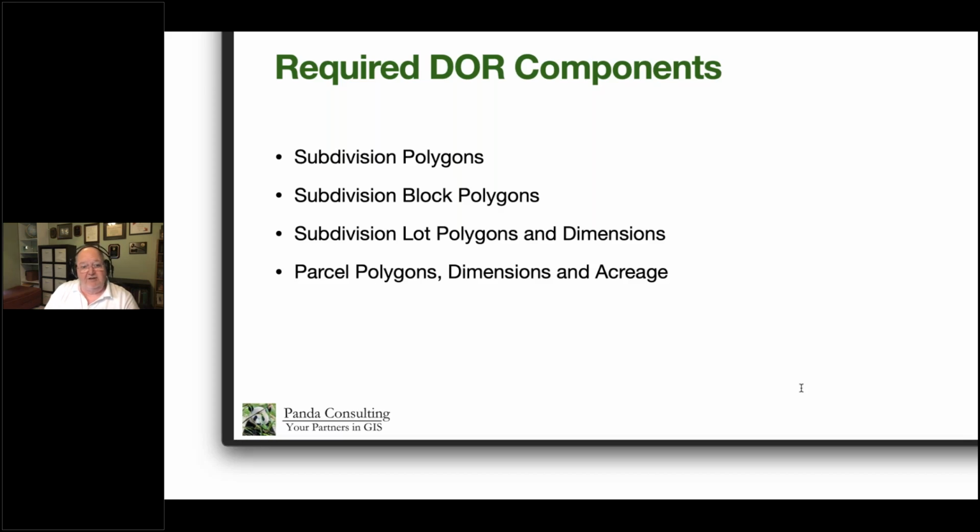They say they want subdivision polygons, subdivision block polygons, subdivision lot polygons and dimensions, parcel polygons, dimensions, and acreage included in there. So these are the specs as far as the minimum required DOR components that have to be included in here. As a bit of editorializing, as most people who know me know I will, I wish that they had included also the public land survey system, which is the initial divisions of land.